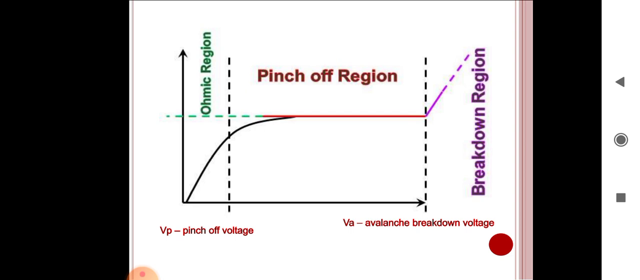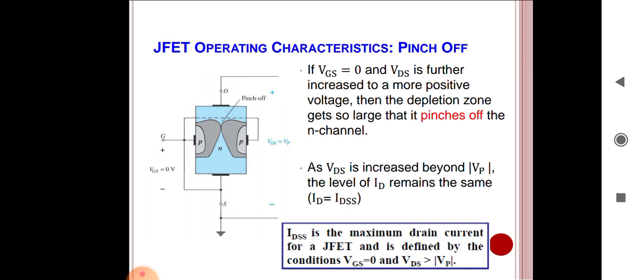Ohmic region, where the increase in current and voltage shows a linear relationship. Then pinch off means IDSS got maximum value and settled at the peak value, which is called the pinch off region. And breakdown region means after breakdown there is a decrease in IDSS current.